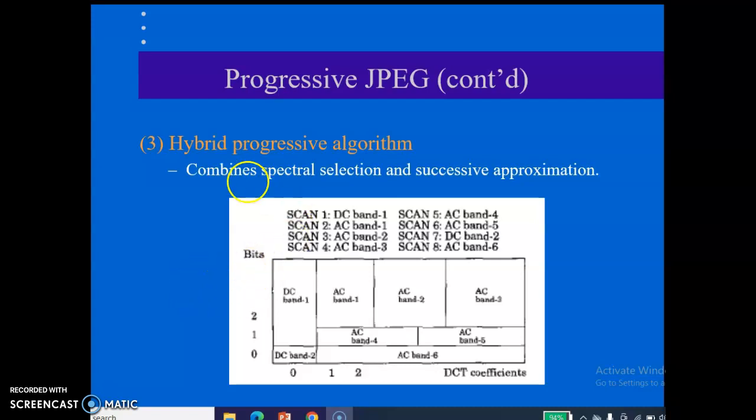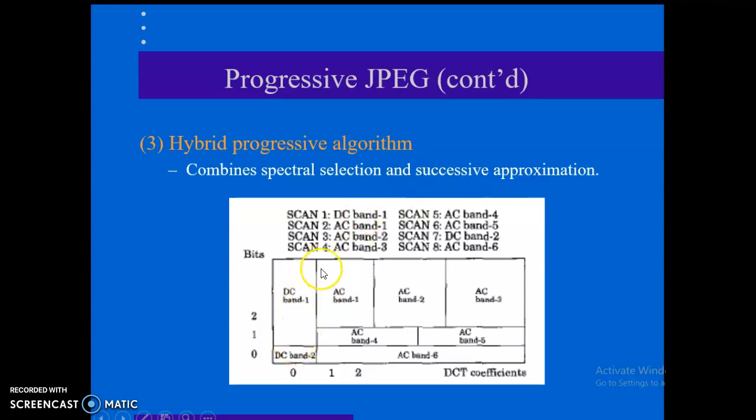Progressive JPEG continued. The hybrid progressive algorithm combines spectral selection and successive approximation. Here, scan 1, scan 2, scan 3, scan 4. Correspondingly, scan 1 DC band 1, scan 2 AC band 1, scan 3 AC band 2, scan 4 AC band 3, scan 5 AC band 4, scan 6 AC band 5, scan 7 DC band 2, scan 8 AC band 6.